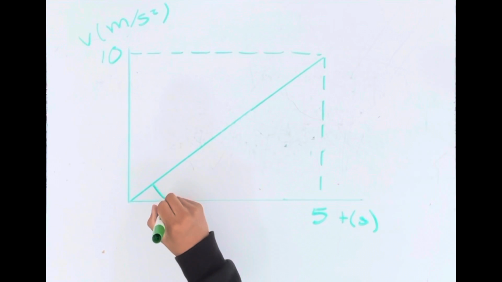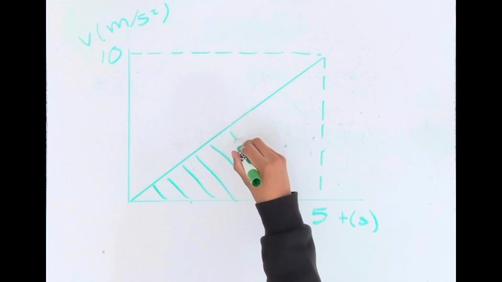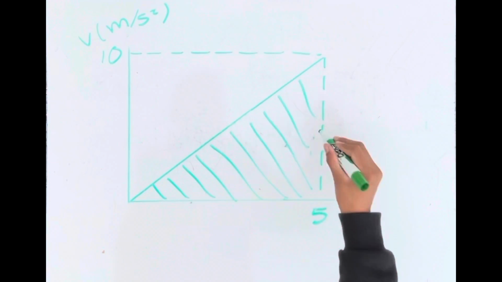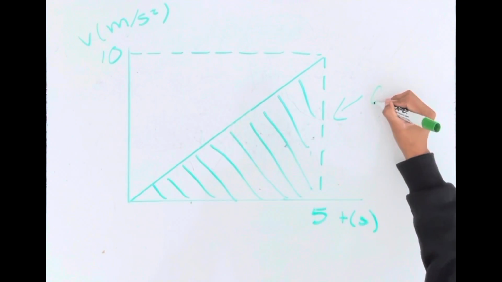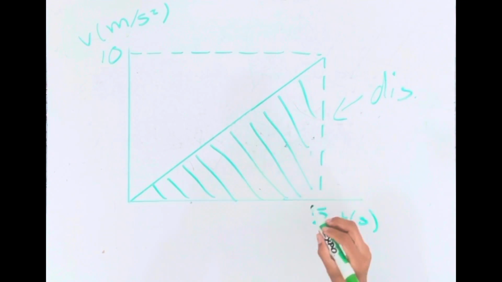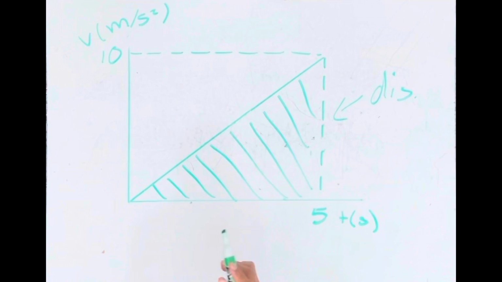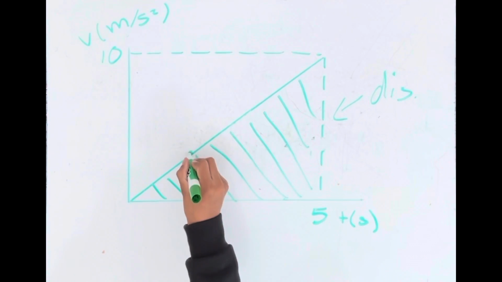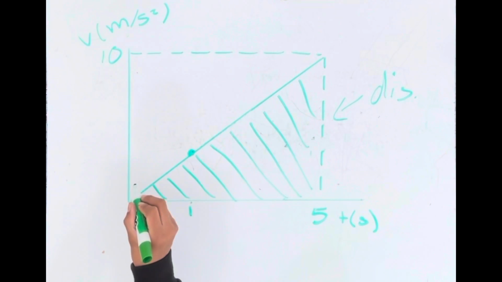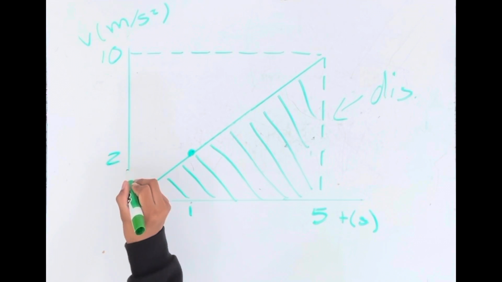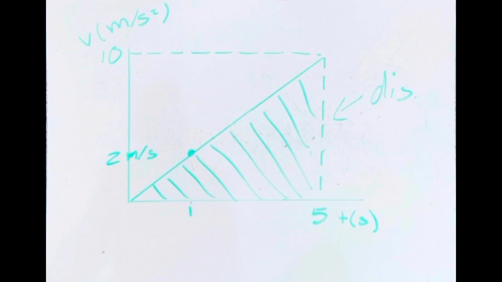The shape under the graph is a triangle, which again, like last time, tells us the displacement of the object that is moving. And something else that this graph could tell us is the velocity at which something is going at a point. Here is 1 second, and it would be going about 2 meters per second.